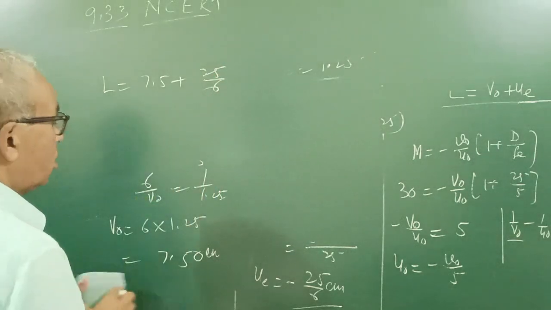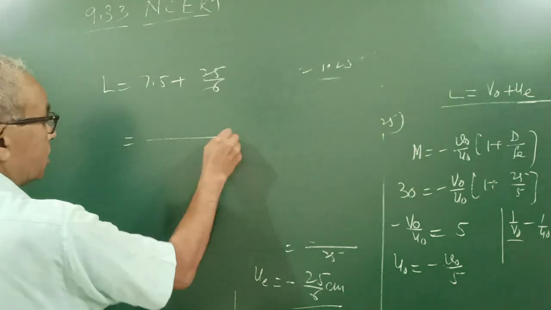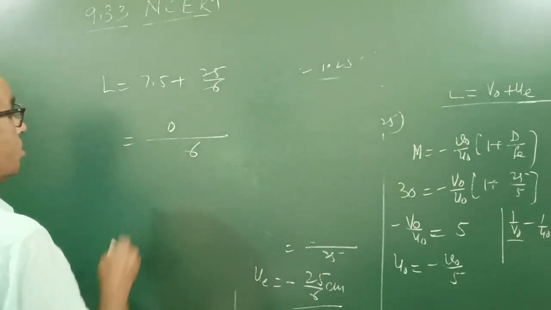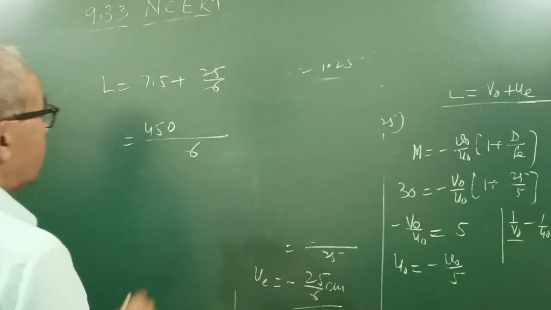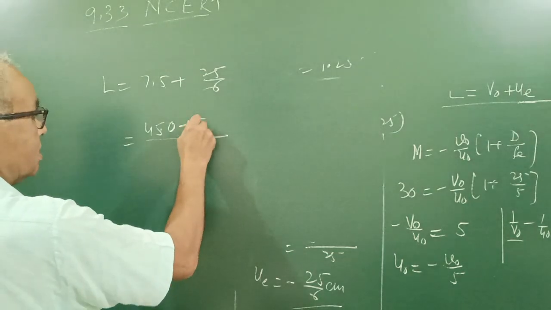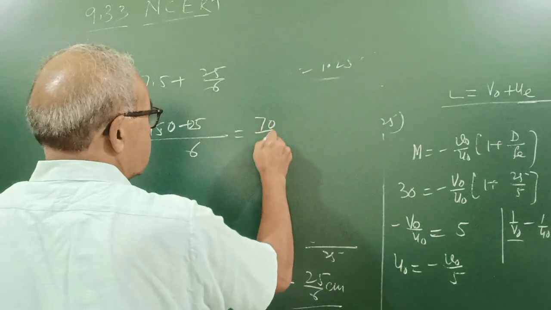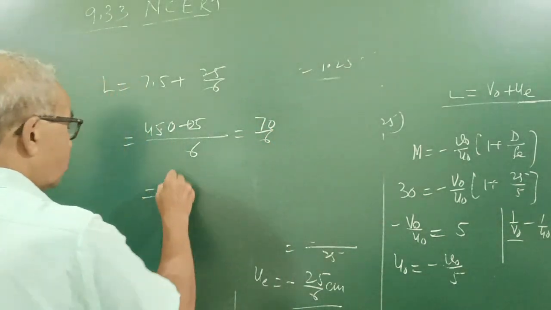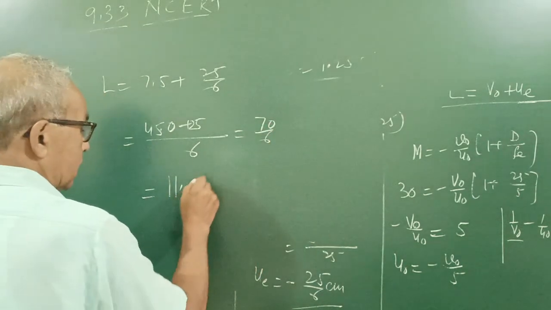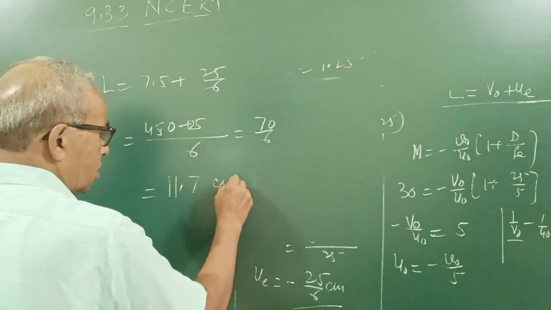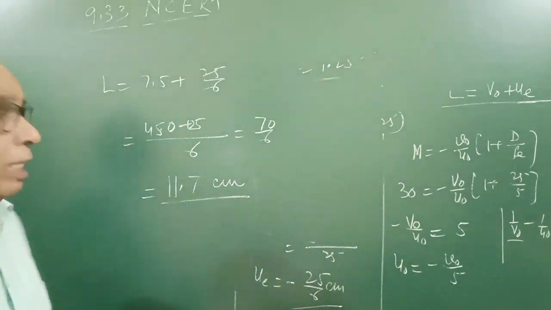25 by 6. You can solve by taking LCM. So 6 5s are 30, 45, plus 25, it is equal to 70 upon 6, which is approximately 11.7 centimeter. This will be the distance between the eye lens and the objective lens.